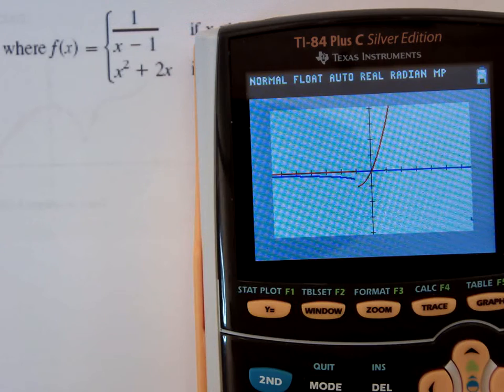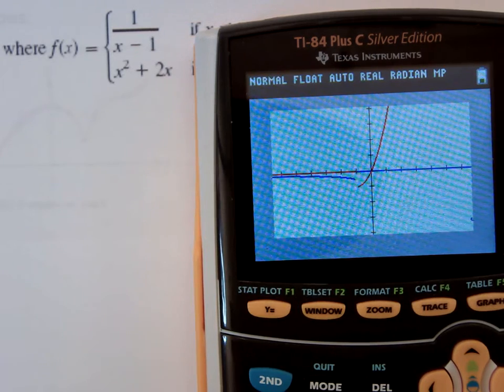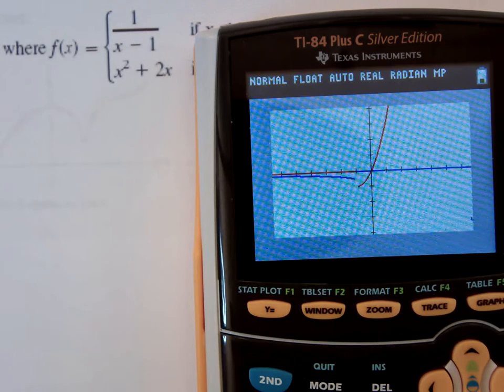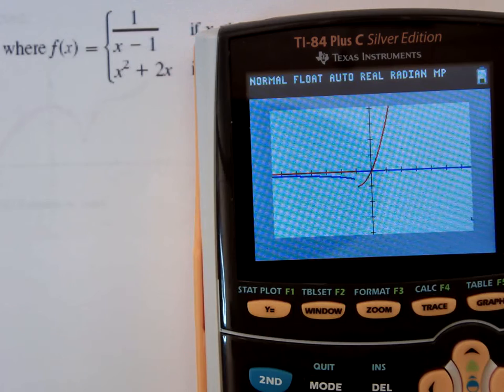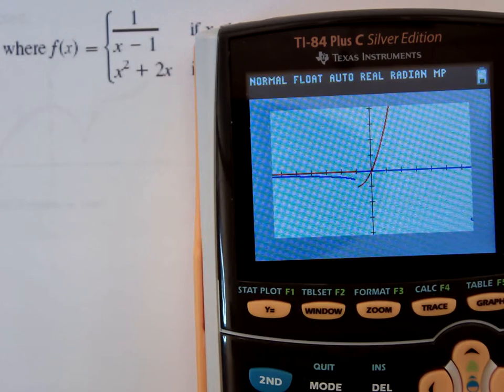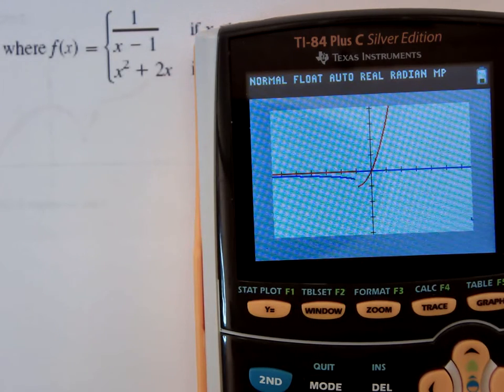That's what that guy would look like if I were to graph him. And I can see it looks like it'd be about negative 1/2. The other one looks to be about negative 1. So if I come in from the left, maybe about negative 1/2. If I came in from the right, it looks like negative 1.